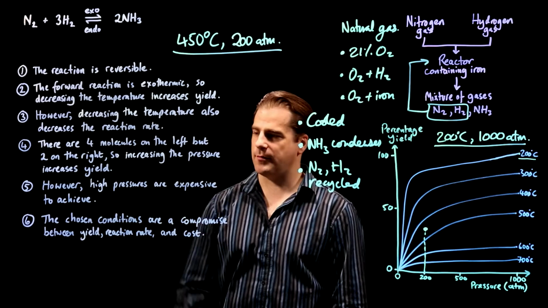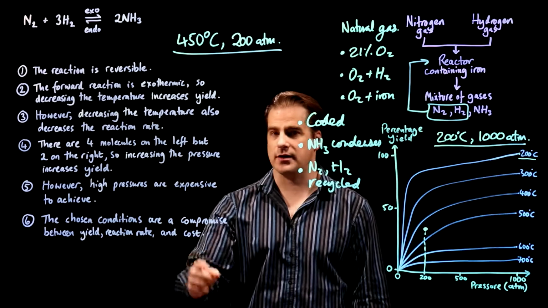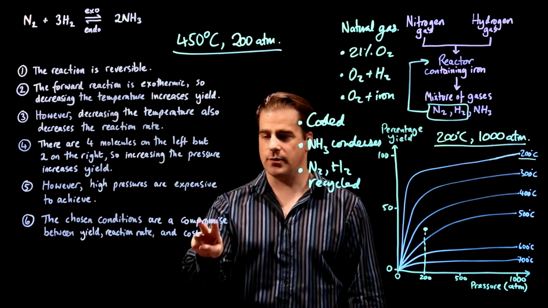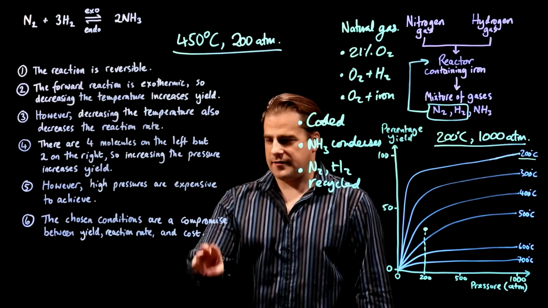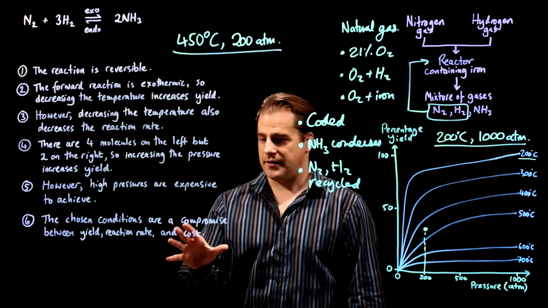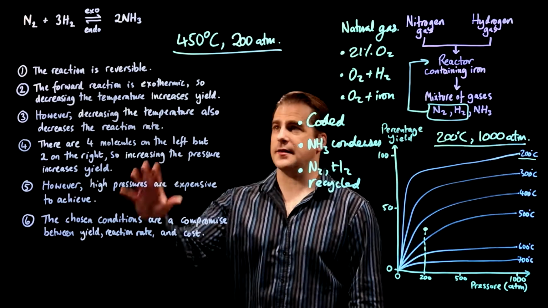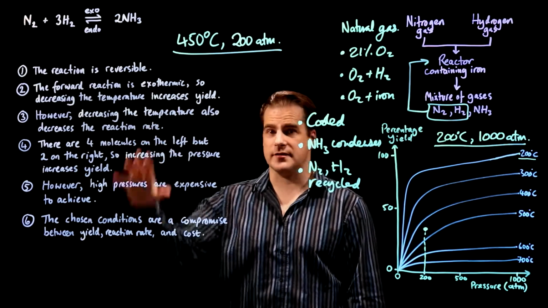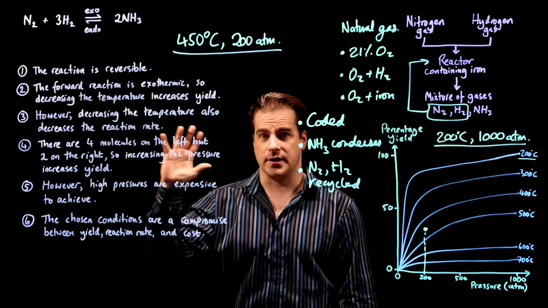And finish it all off by saying the chosen conditions are a compromise between yield, reaction rate, and cost. Use the word compromise, okay? The examiner's looking out for that word. They like that word in the answer. And that's it. Those are the reasons. You've just got to memorize that, regurgitate it in the exam, and you get full marks.